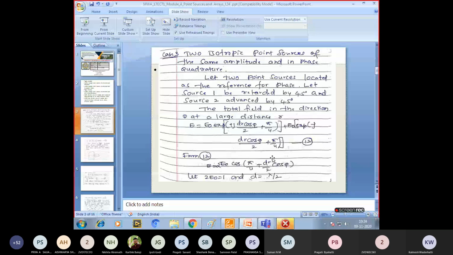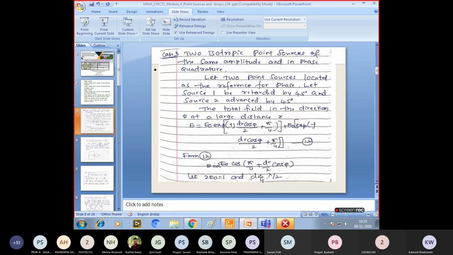dr is the distance with respect to the radial direction. Therefore, dr equals 2 pi divided by lambda into d. This distance depends on d only. d is the separation distance of the 2 point sources.